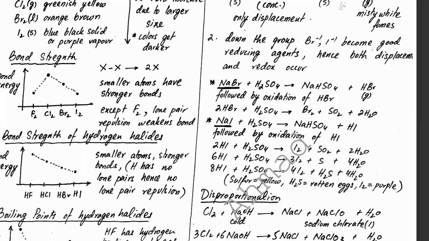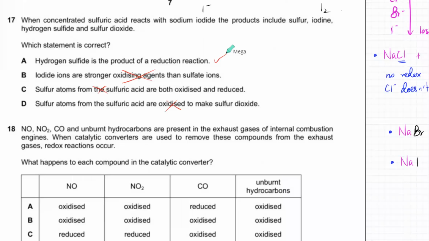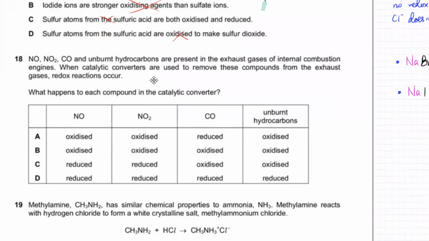Is that clear? So hydrogen sulfide is the product of a reduction reaction. Sulfur is a product of a reduction reaction. So the option saying oxidized would be wrong. And iodide is acting as the strong reducing agent, not an oxidizing agent. So all the other ones are incorrect.